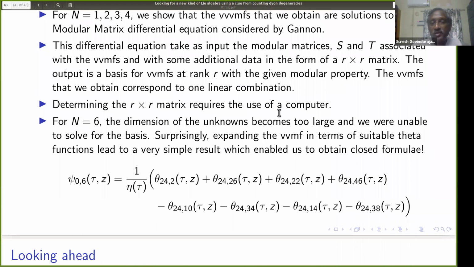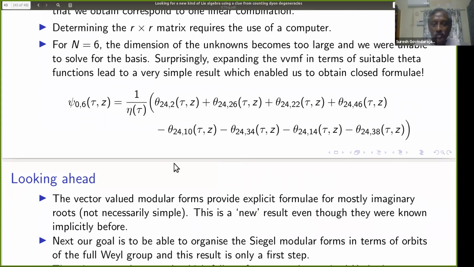And for n equal to 6, the dimension of the unknowns became too large, and we were unable to solve for the basis. Surprisingly, we got saved by something. When we expanded the VVMF in terms of suitable theta functions, we got a very, very simple result. This is psi 0 6, it looks like this, and then there is some work of Katz and Peterson which will connect this theta function to the SL2 hat characters, and lo and behold, we got closed formulae which agreed with our independent computation. So that was very, very lucky.